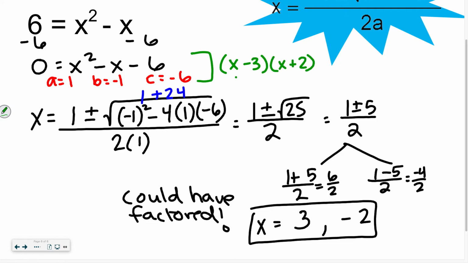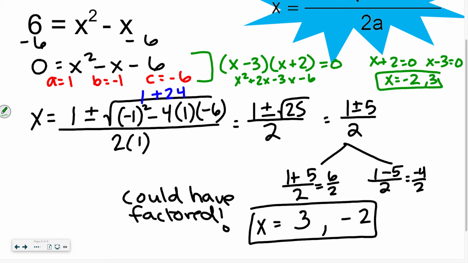So that if I FOIL that out, I get x squared plus 2x minus 3x, and then negative 3 times 2 is negative 6, so that's the same quadratic, x squared minus x equals 6. Set that equal to 0, and then I should set x plus 2 equal to 0, x minus 3 equal to 0, and my solutions are negative 2 and 3. But note, by solving by factoring, I did a lot less work.